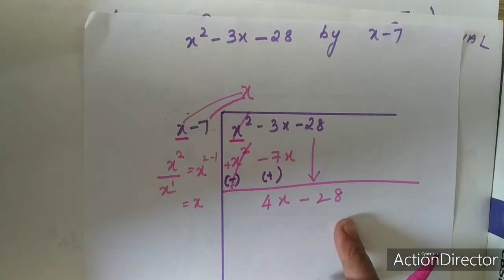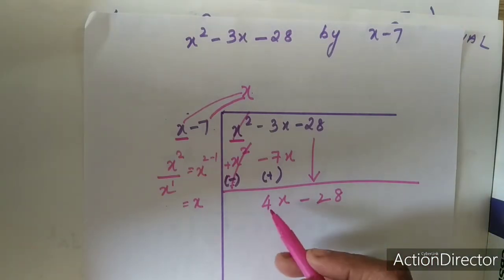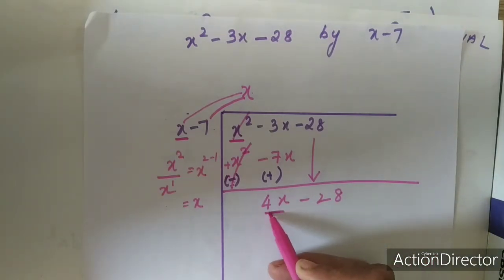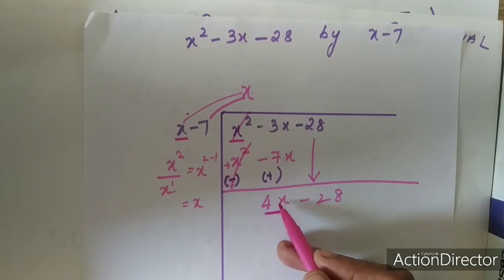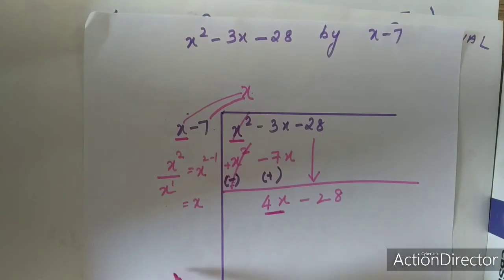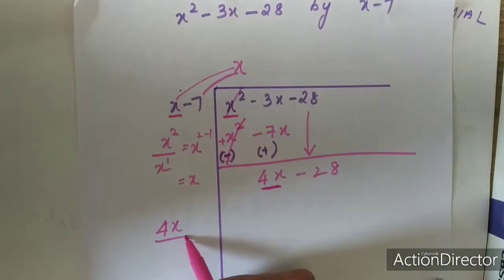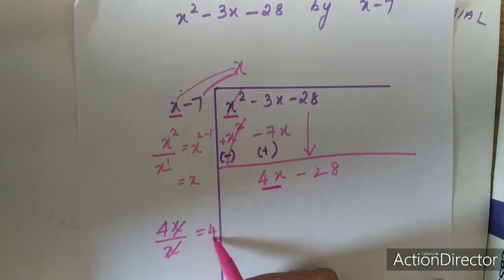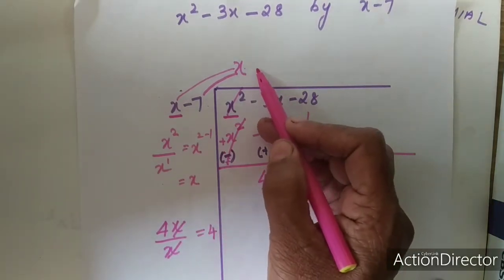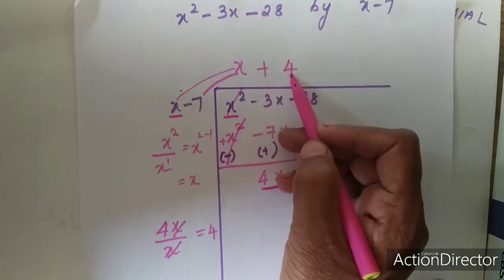Once you drop down the next term, again the same process: you have to divide the first term of the latest dividend, that is 4x, by the first term of the divisor. So here we will be dividing 4x upon x. x and x will get cancelled. So it will be 4. So my next term will be plus 4.